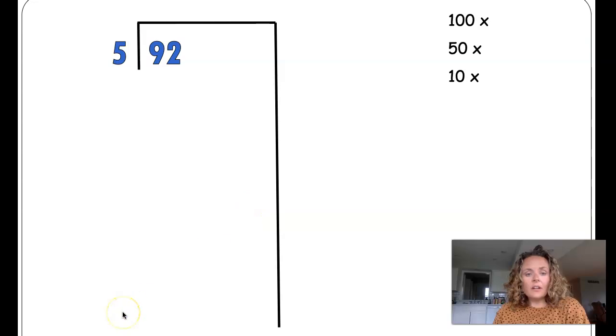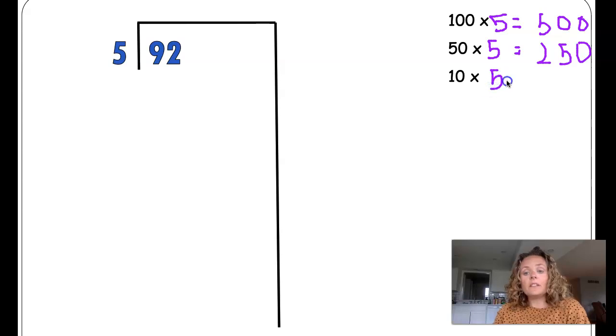We're going to do together 92 divided by 5. Let's fill in our friendly numbers over here. So 100 times 5 is what? Yes, 500. Ooh, that one's not going to be helpful. We're only up to 92. Okay, 50 times 5. Well, half of 500 is 250. That's not going to be helpful either. And 5 times 5 is 50. Oh, we can use that because 50 is less than our dividend of 92.